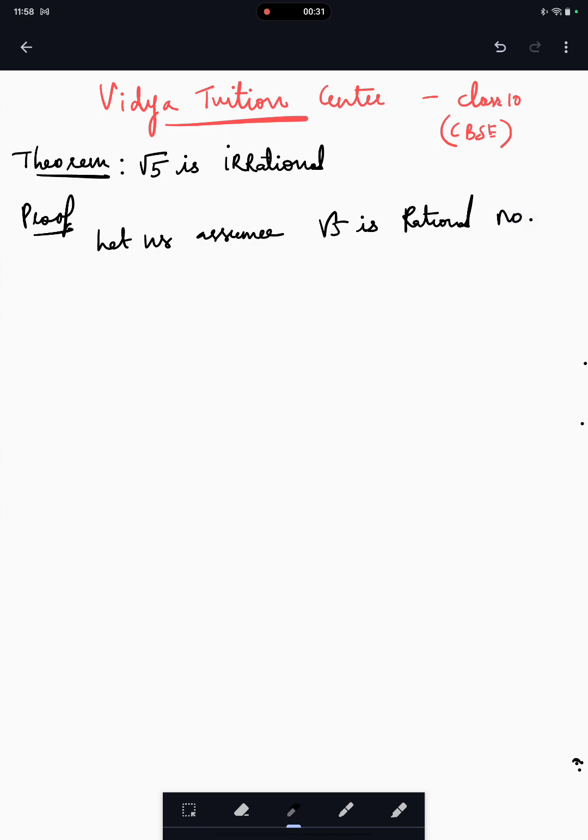Root 5 is a rational number. Whatever I am proving, if the assumption is wrong, then I can tell that root 5 is an irrational number. So that is our motto now. So now I have taken root 5 as a rational number.